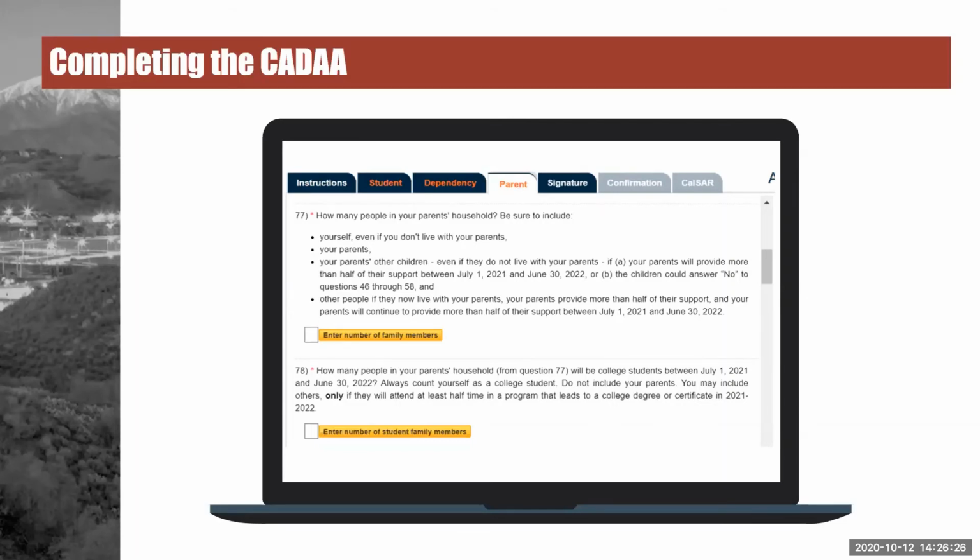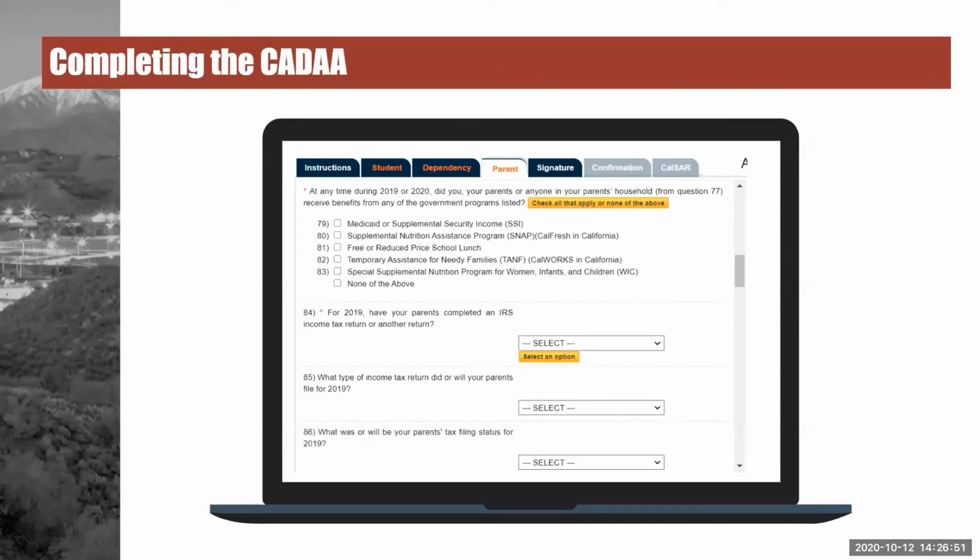Make sure to carefully review this question and include all persons in the household who meet the criteria outlined in this section. After reporting the household size, you are to report the amount of persons, excluding parents, that will be enrolled in college between specific dates and who are enrolled at least half-time in a degree or certificate program.